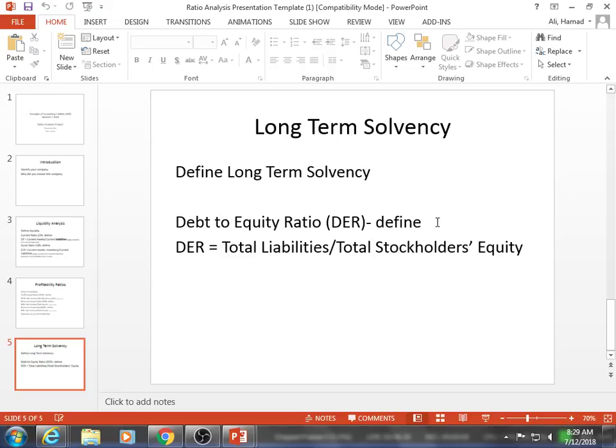I got like 3.6. Okay, what did you get on yours? 1.58. So take a look at this. Which one is larger, the equity or the liabilities? The liabilities. That means the biggest portion of your capital structure is coming from liabilities.